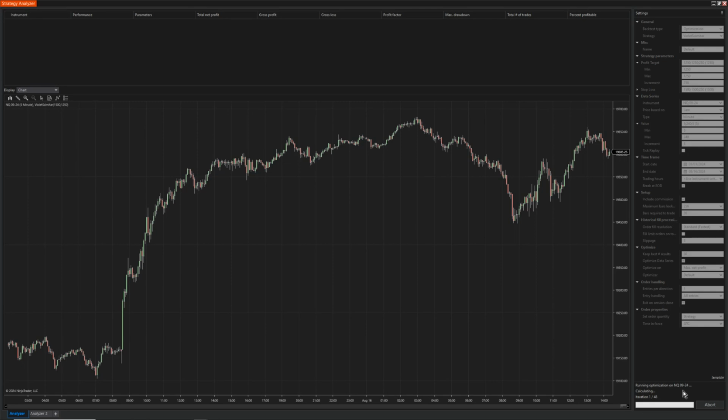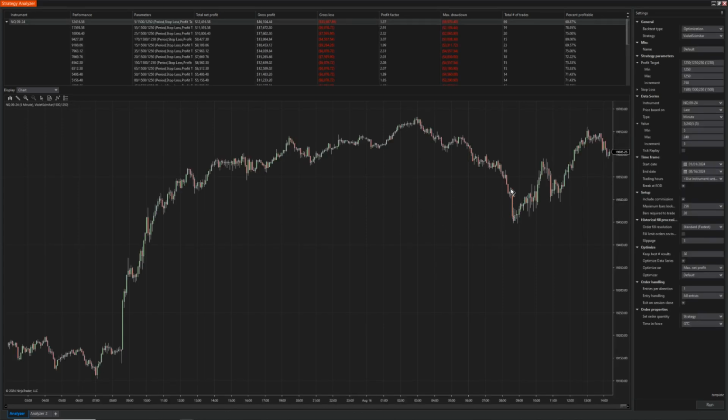Do not know why this is not calculating. It's probably because I don't have the bars built in my back tester. So it's building all those bars, and then it'll run really fast. There we go. All right. I was right.